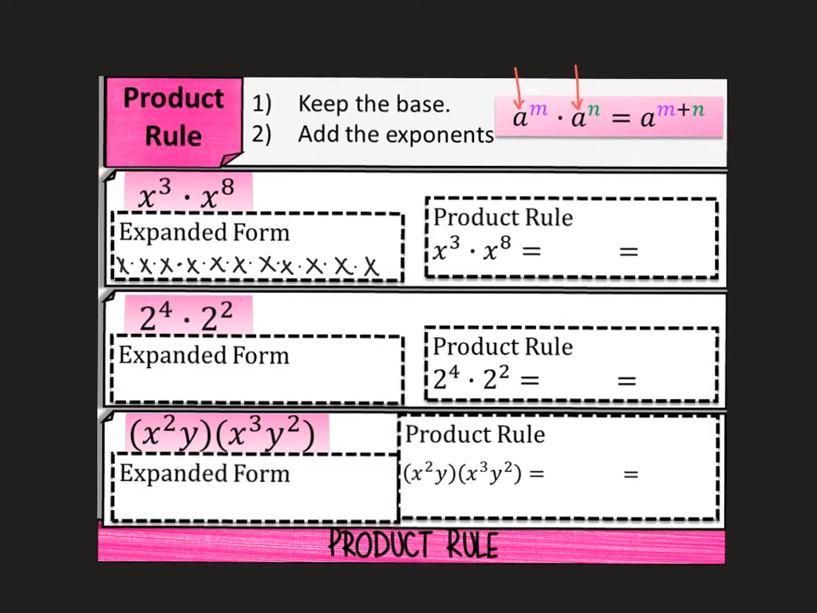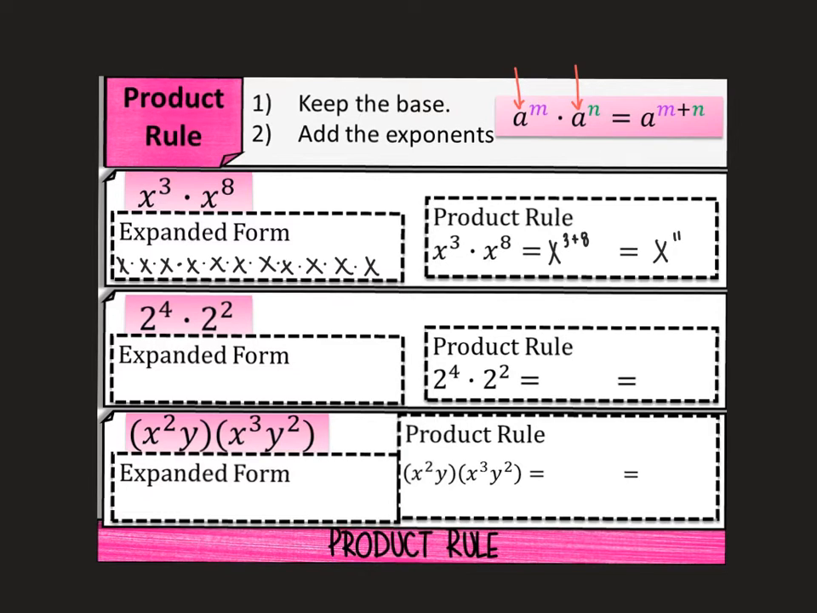So product rule says, instead of writing all that out, we're going to add those exponents together, and that gets us 11. When you do examples, you don't have to show me this step. I'm just telling you that is what's happening.